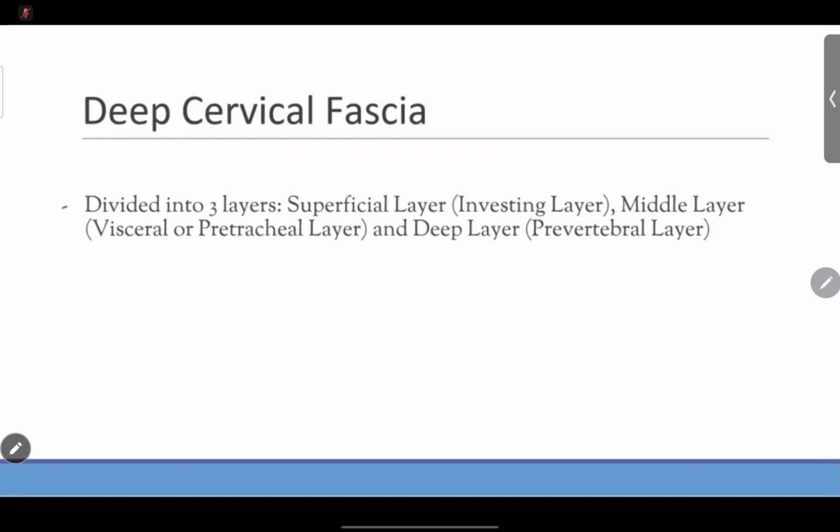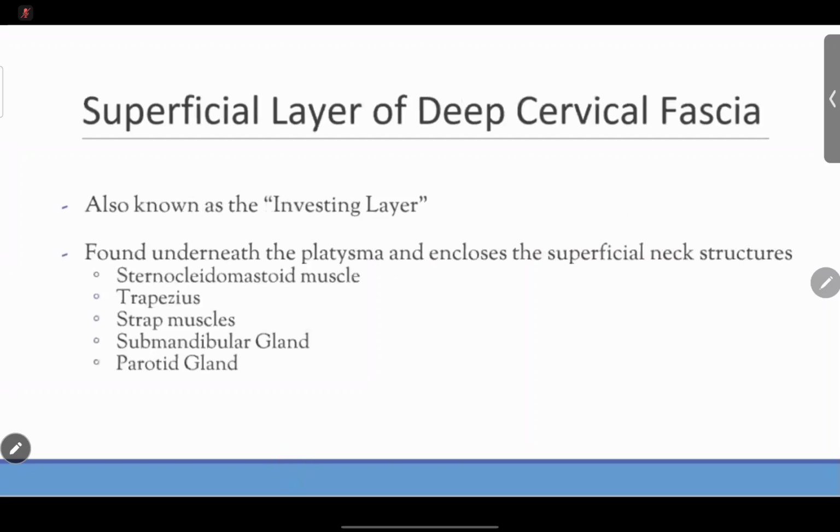So your deep cervical fascia is further subdivided into three layers: your superficial layer, middle layer, and deep layer. Don't be confused between the superficial layer of the deep cervical fascia and the superficial cervical fascia. They are different. Let's start with the superficial layer of the deep cervical fascia, also known as your investing layer. It is the outer layer after your superficial cervical fascia.